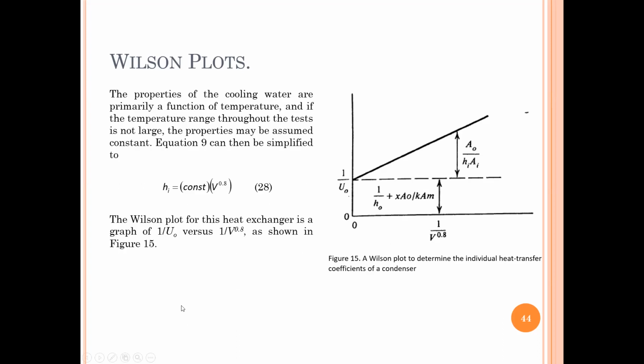Now, the properties of cooling water are primarily a function of temperature, and if the temperature range throughout the test is not large, the properties may be assumed constant. Equation 9 can then be simplified to h sub i is equal to constant times v exponent 0.8. The Wilson plot for this heat exchanger is a graph of 1 over U sub o versus 1 over v exponent 0.8. So, yan.